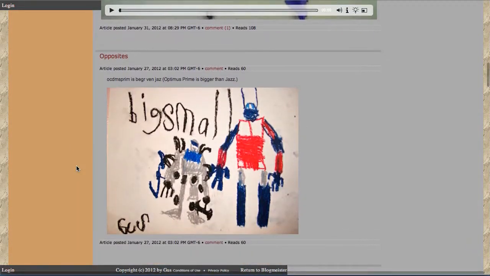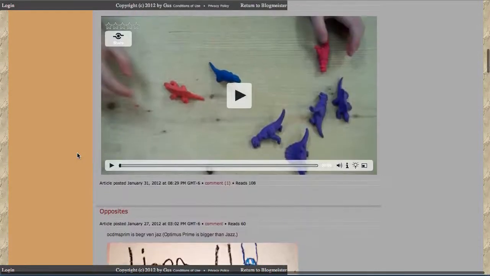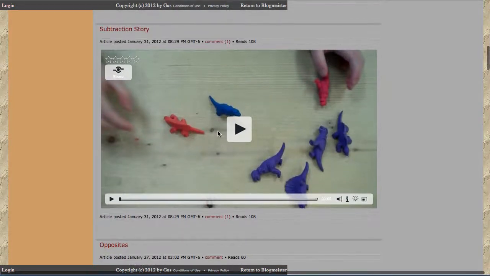For example, with the opposites post here, she lets them take pictures of things that they actually drew or wrote in class to post. And she also allows them to make custom projects online that they can embed from other websites. Like, for example, this is a story he made about subtraction.